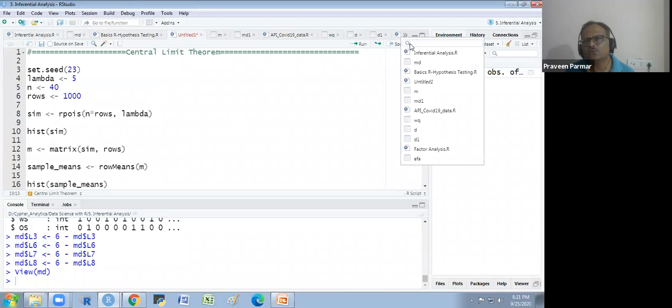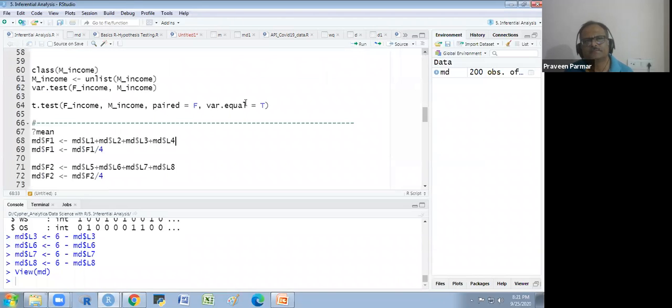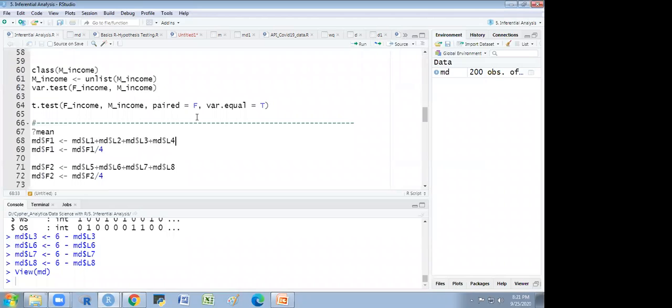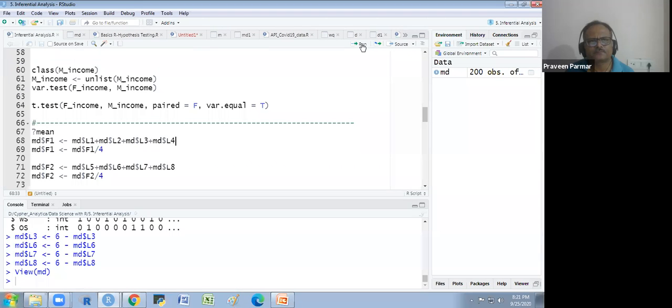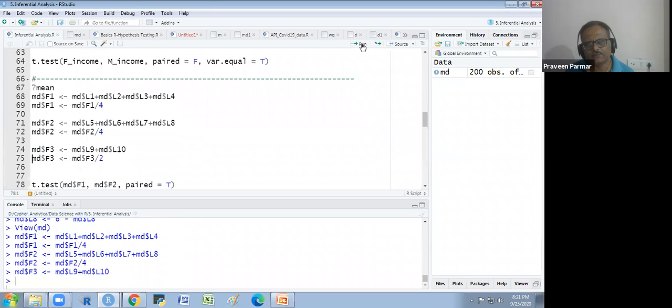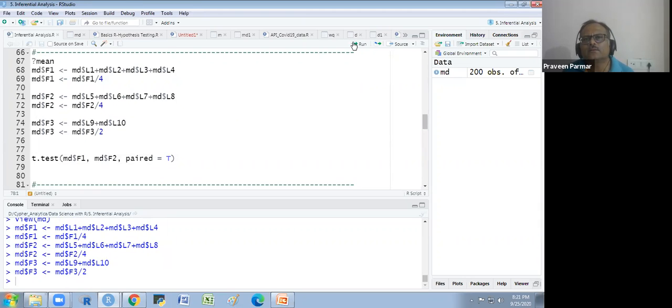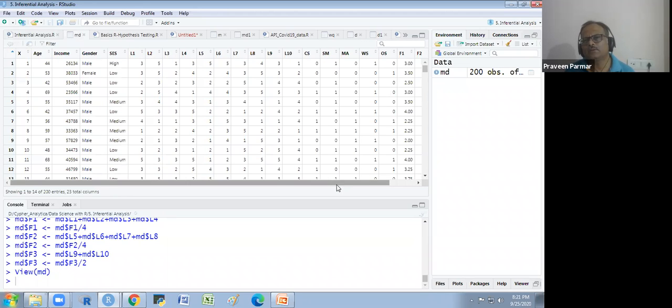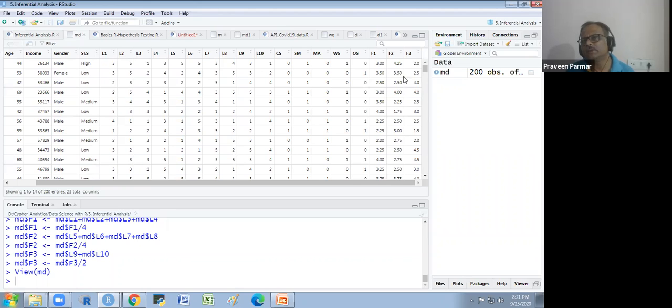There are so many files open here. So I run this, and then I run this, and F2 and F3. Now I show you that. You see, this is my mean score of that. So it is now a Likert score, it is the interval data now. Okay, now it is not ordinal. It is converted to interval.